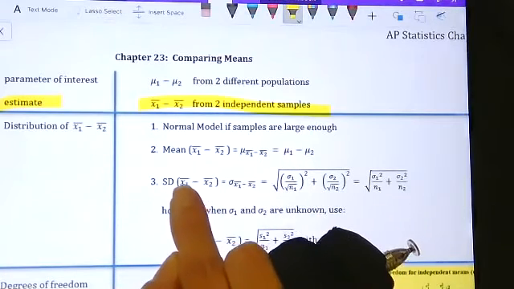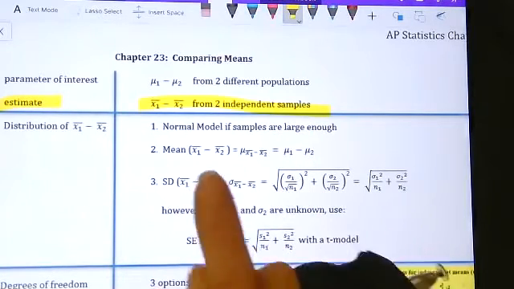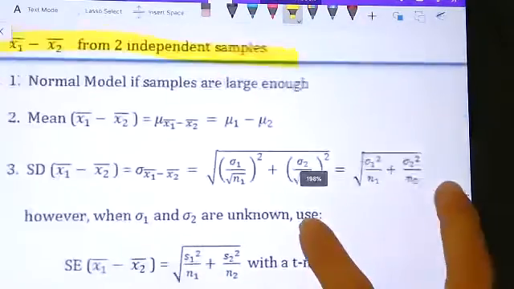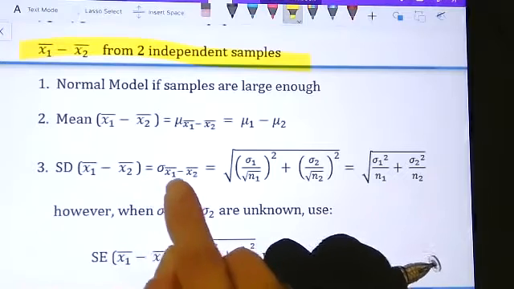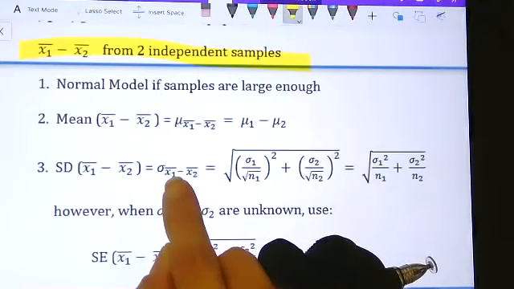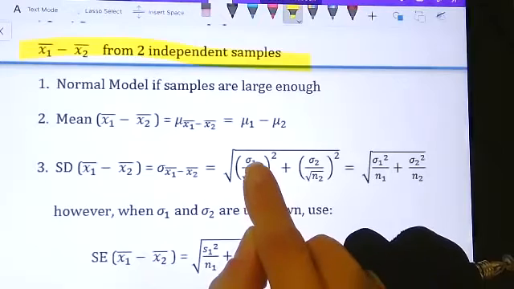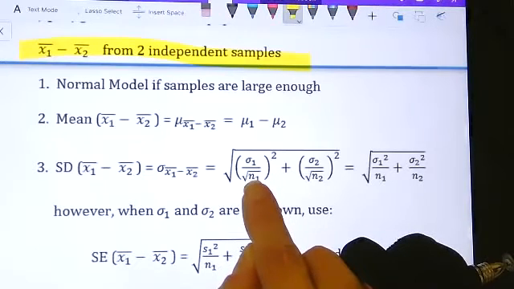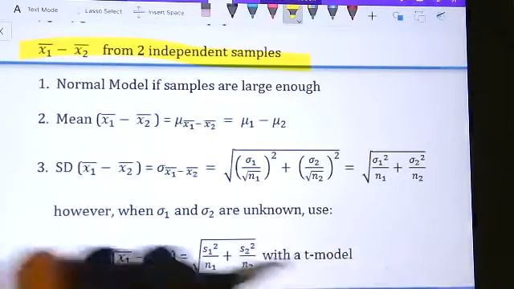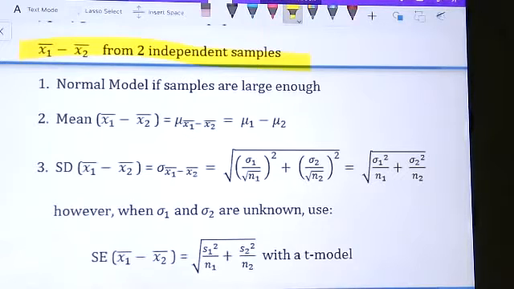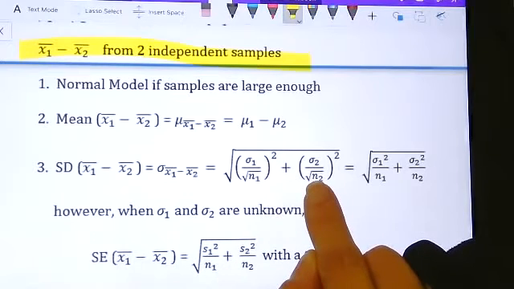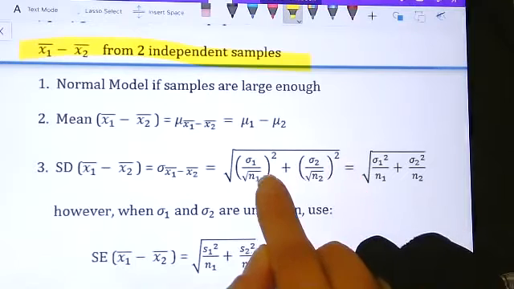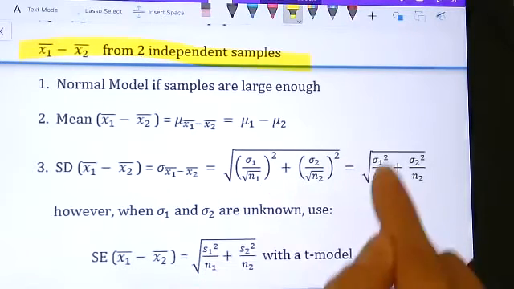Standard deviation. We're subtracting two means here, two distributions. We cannot subtract standard deviations, but what we can do is add the variances. So here is the standard deviation of my first sample: sigma divided by the square root of n, remember, is the standard deviation of a sample mean. Square it, because that turns it into variance. We do the same thing for the second sample, sigma 2 divided by the square root of n2. Square it, that's variance. We can add the variances, and then we can take the square root of the whole thing.